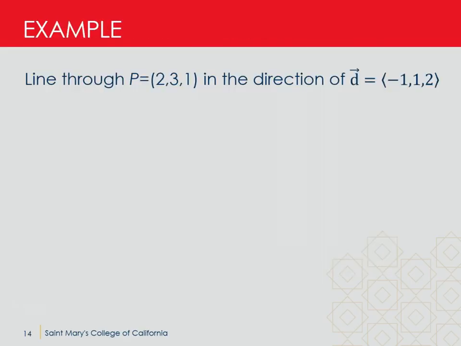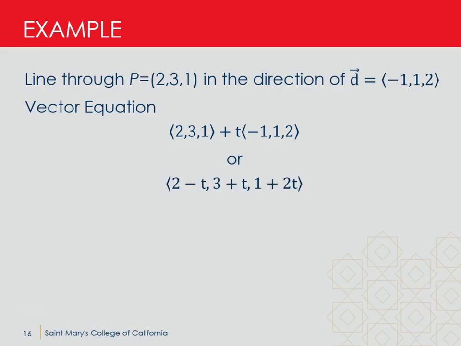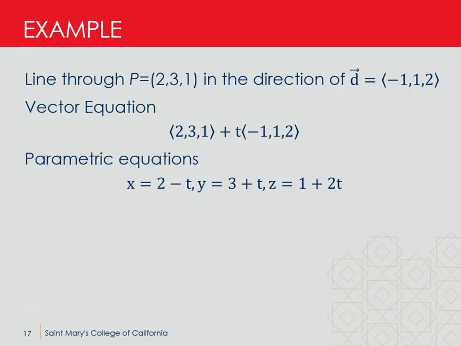Okay, so having said all of that, it's probably a good time to move on to an example. So here we have a point and a direction. We want the line through the point (2, 3, 1) in the direction (-1, 1, 2). The vector equation I think is very simple: we'll just take (2, 3, 1) plus t times (-1, 1, 2). And that's about it. We can write that in a different form, just combining it all into one vector. So we get (2 - t, 3 + t, 1 + 2t). It all combines together, but there's no difference there.